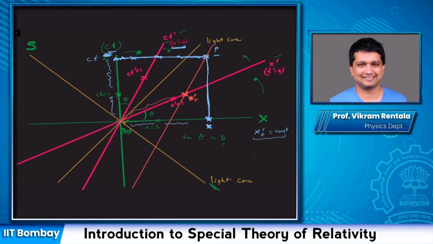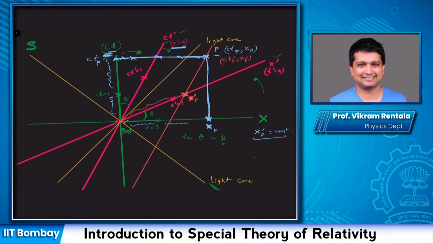So just to be clear, we could have similarly labeled the x coordinate as xp and ctp. So in the old coordinates, the point P has coordinates ctp, comma xp. And in the new coordinates, it has coordinates ctp prime, comma xp prime. So we just discussed how to find xp prime.